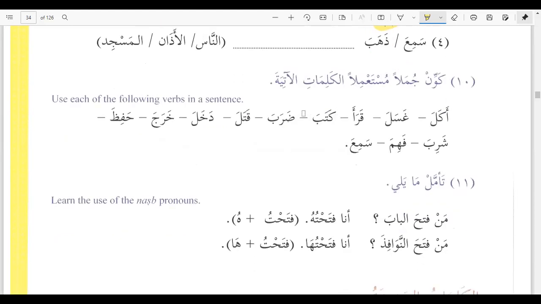Okay. And this one, we have to make the sentences. Akala, ghasala, qara'a, kataba, daraba, qatala, dakhala. So you have to make these sentences. Who of you will do it?